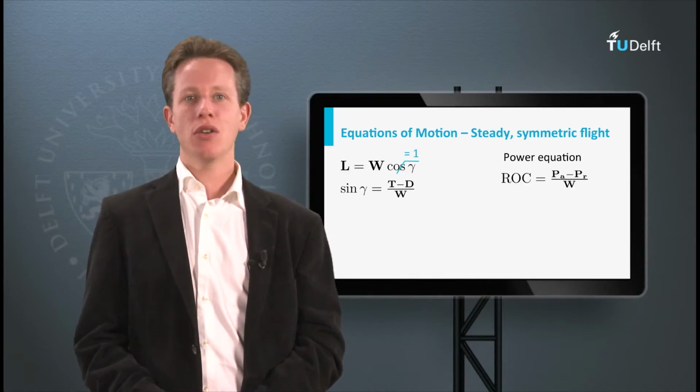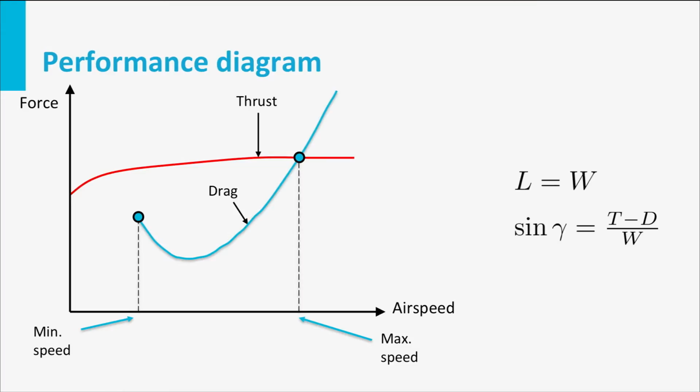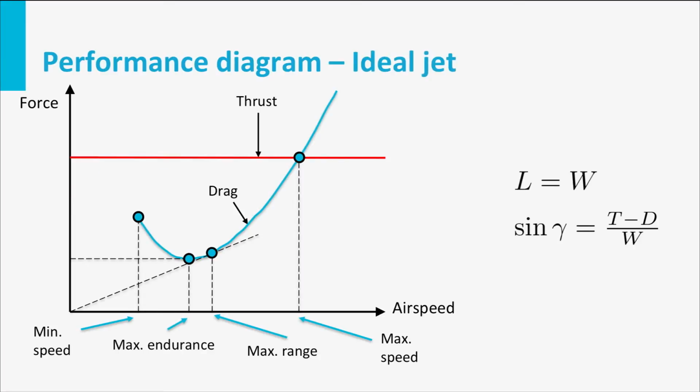Now a very nice way of summarizing the performance is the performance diagram. In this diagram, aerodynamic drag and the propulsive force are sketched as a function of airspeed. Now if we assume to have an idealized jet engine with constant maximum thrust as a function of airspeed, we can derive that the condition for maximum climb angle occurs at the airspeed for minimum drag. At the same time, this point is also optimum for minimum descent angle, in case there is no engine power.